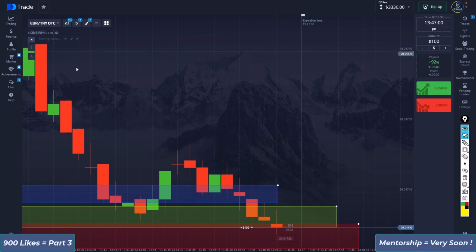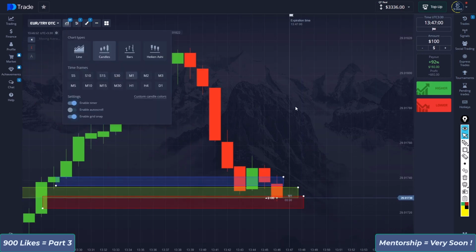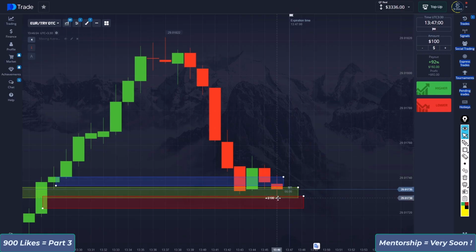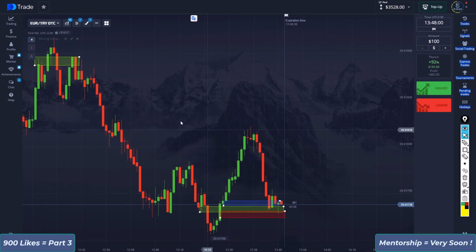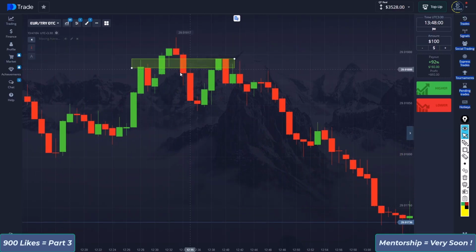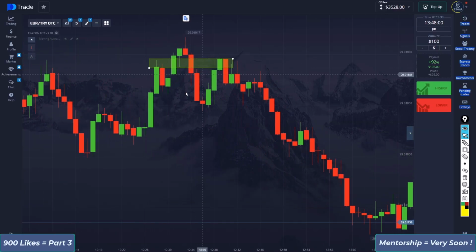Okay, so we have 15 seconds left. This candle should be green. All right. And if you go to the 1 minute, you will see how beautiful it's going to close above that. Okay, that's it. There we go.